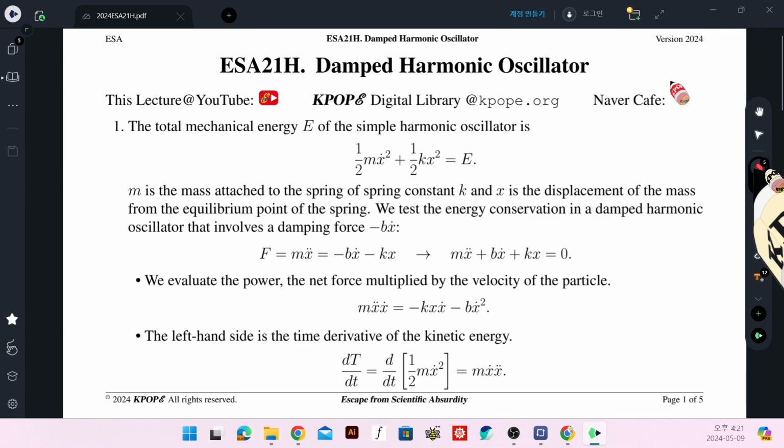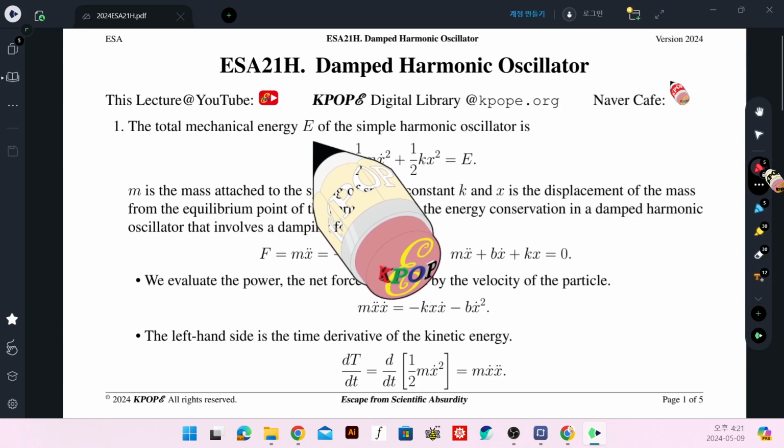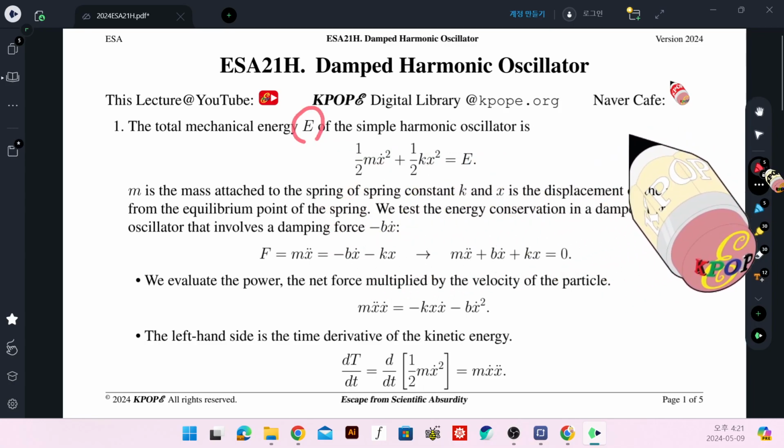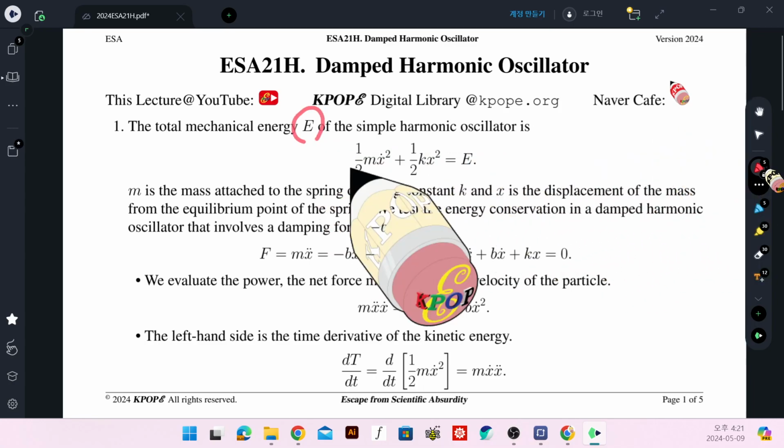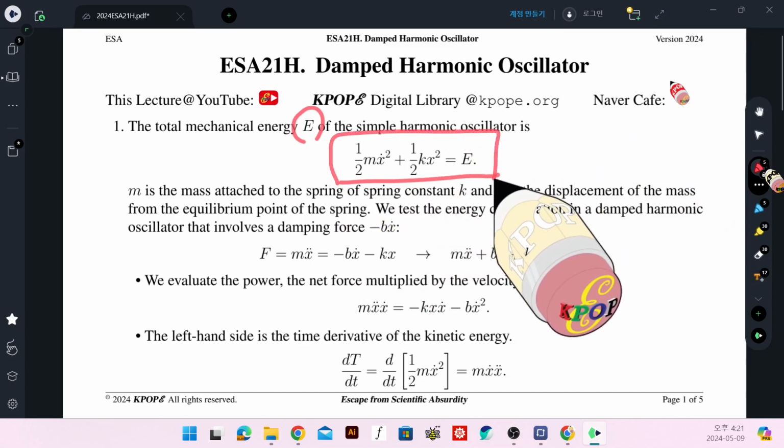Today we study the damped harmonic oscillator. The total mechanical energy E of a simple harmonic oscillator is written in this form.